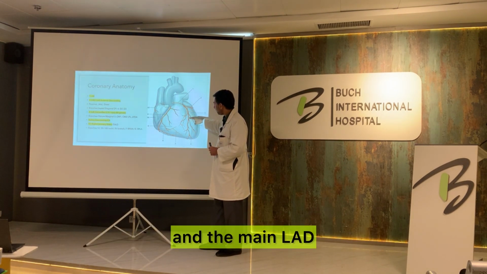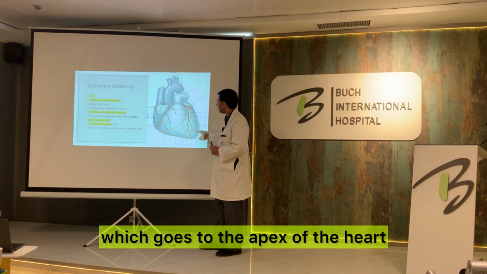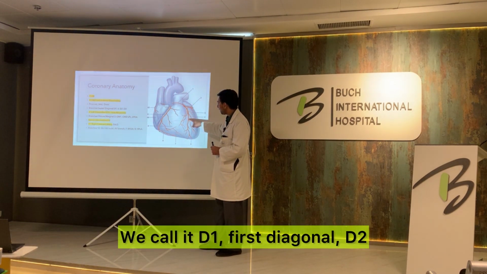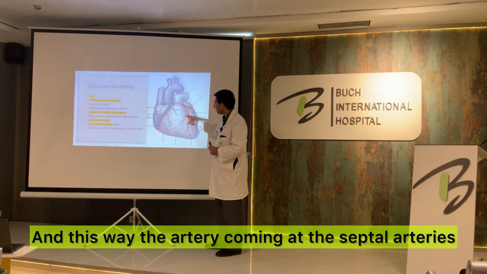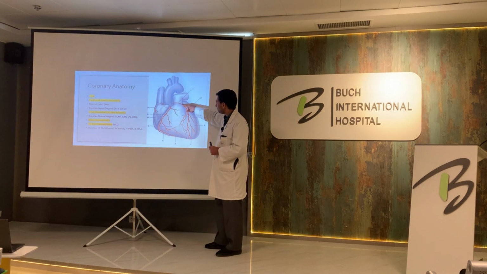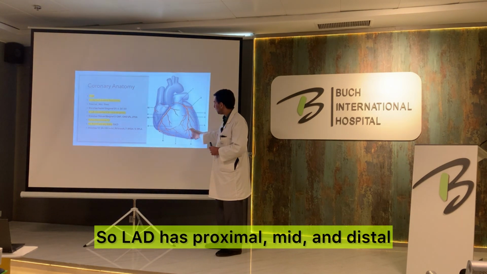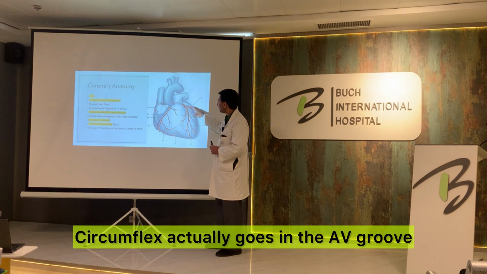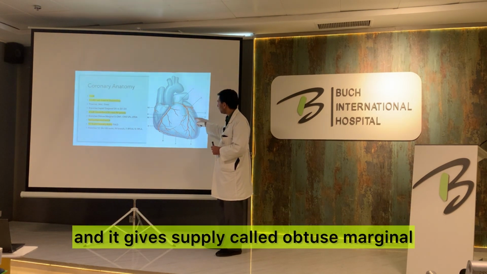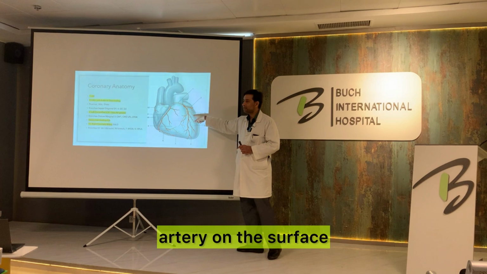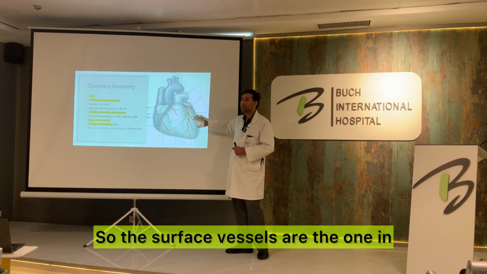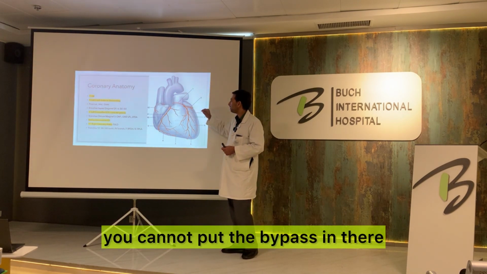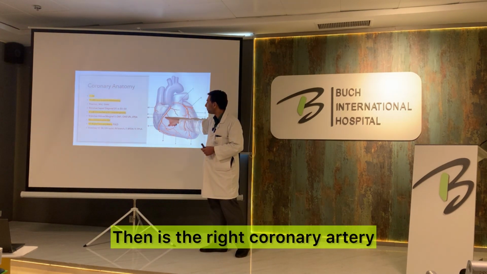Then your left main divides into a circumflex and the main LAD, which goes to the apex of the heart. The branches which come on this side are diagonals. We call it D1, first diagonal, D2. And the arteries going this way are the septal arteries. So LAD has proximal, mid, and distal, septals and diagonals. The circumflex actually goes in the AV groove, and it gives supply called the obtuse marginal artery on the surface. So the surface vessels are the ones in which you can put the bypass. The groove artery, you cannot put the bypass in there.